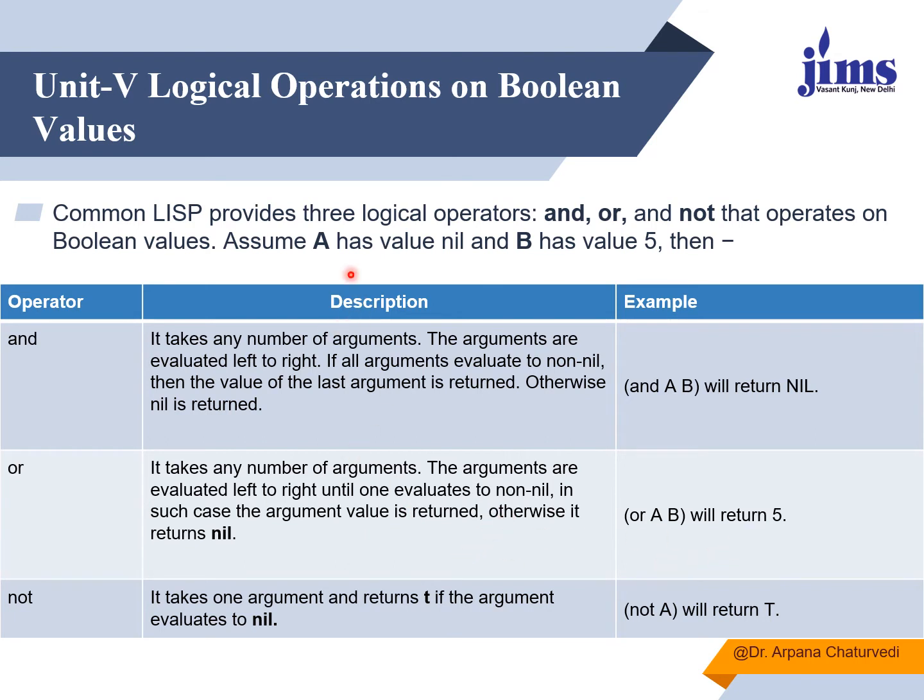So in this case, one value is nil, another is 5. That's why it will return 5, because one value is non-nil. So in case one value is non-nil, it will return you the last value, that is 5.